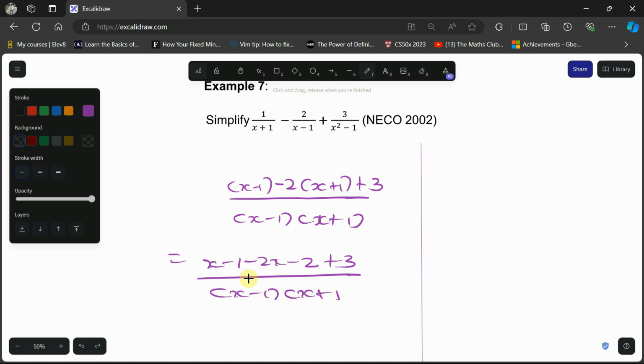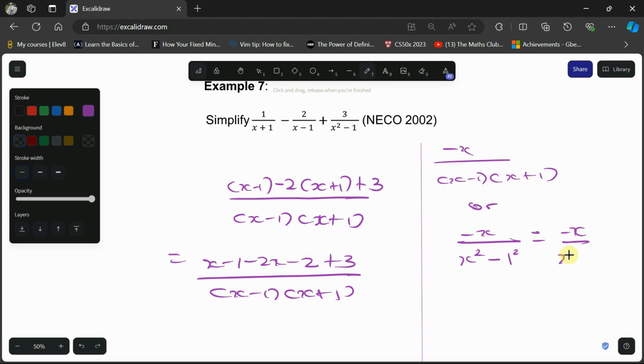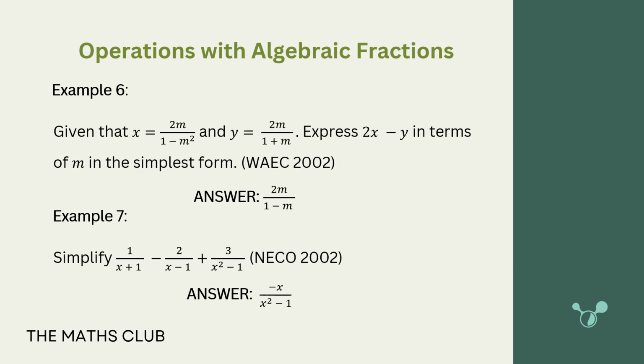So let's simplify. x minus 2x will give me minus x, minus 1 minus 2 will give me minus 3, minus 3 plus 3 will give me 0. So all over x minus 1, x plus 1. So this is really just the answer. Or I could write this as minus x all over x squared minus 1 squared, and 1 squared is the same as saying 1, so you could just say it is equal to minus x all over x squared minus 1. So either this or this is the answer to this particular question. Great. So minus x all over x squared minus 1.